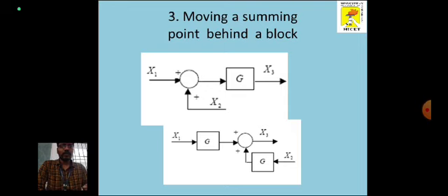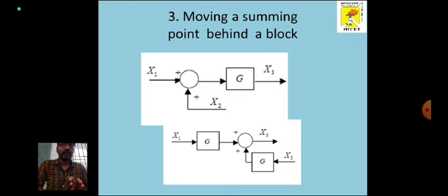And next one is moving a summing point behind a block. So the thing is, we have to see the position of a summing point. If we have the block as G, the position of the summing point is behind the block. So behind the block, the summing point is behind the G.